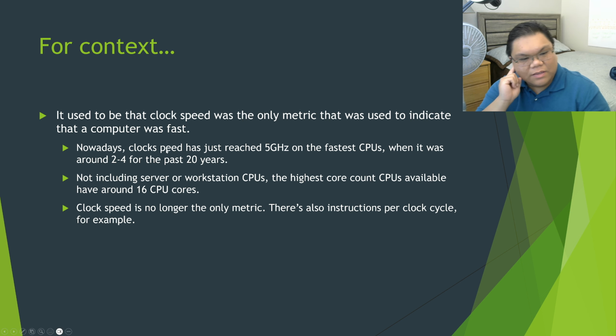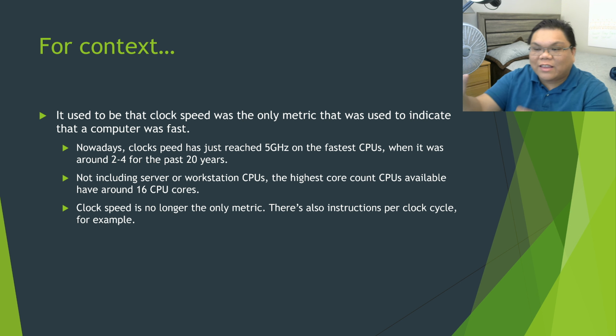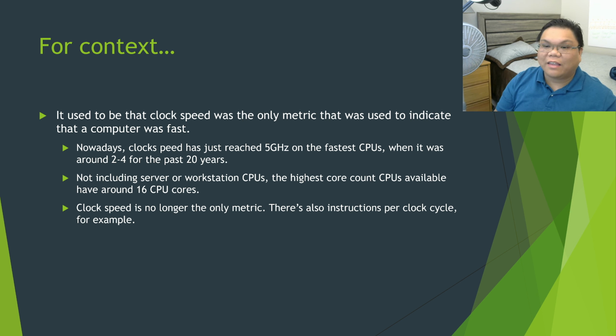Also, CPU clock speed is no longer the only metric regarding performance. We also have instructions per clock cycle, because we had to find ways of executing more instructions in the same amount of time. Even without parallelism, there is one other way of extracting more performance. It's called pipelining. I have an analogy for pipelining in the presentation later on.